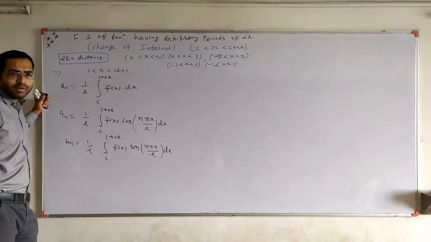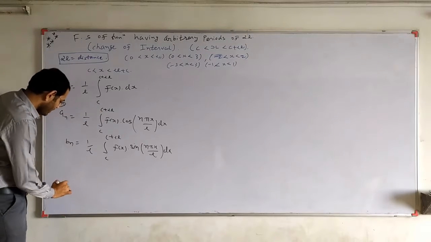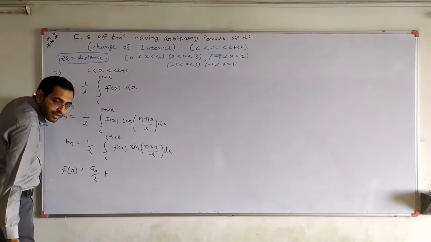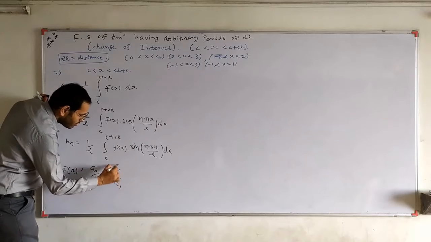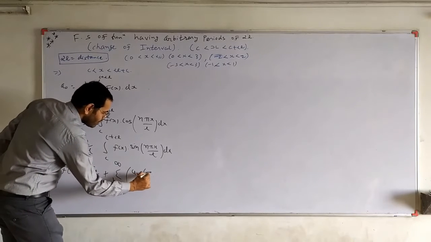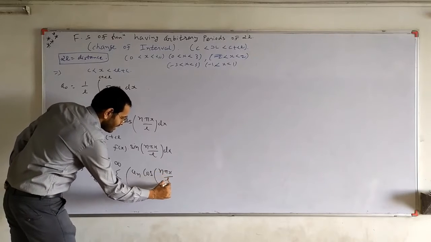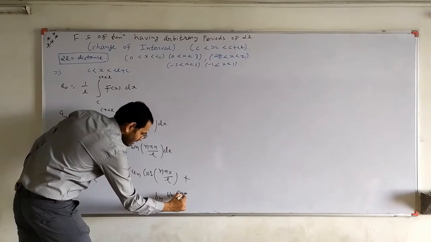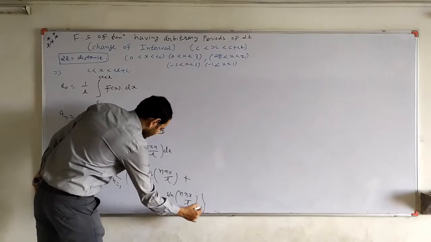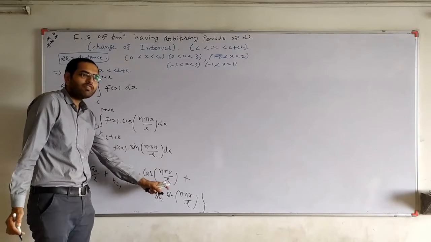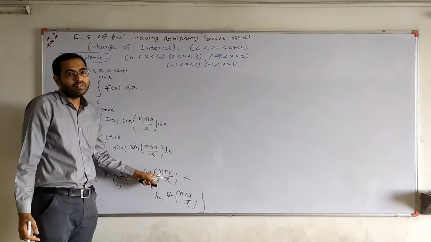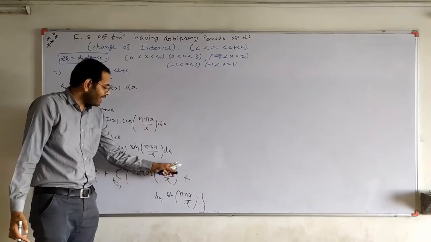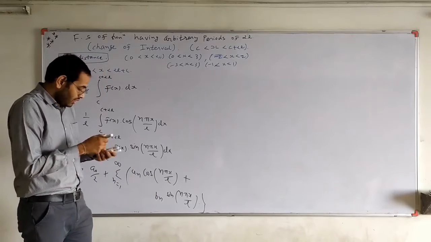Finding the values of a0, an and bn, these are the Fourier coefficients. Substitute these values in the final Fourier series formula: a0 by 2 plus summation n equal to 1 to infinity of an cos n pi x by l plus bn sin n pi x by l. In earlier examples we used nx, but in this type of example we use n pi x by l.